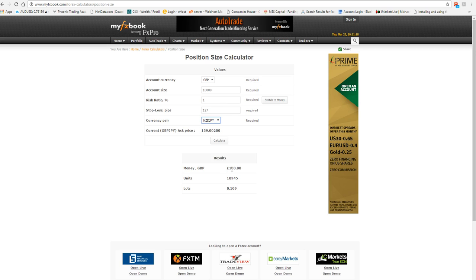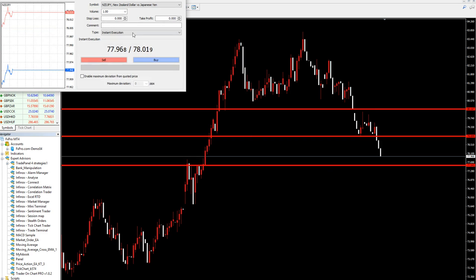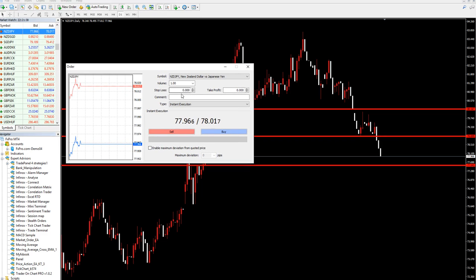So off the back of that, we know the money we're risking is £100 because that's 1% of our account. We know the units and we know the lot size. So this is important. When you're placing your trades, that will be the lot size you need to enter when you place your new order. So we have our new order here. The volume will be that to risk 1% of your account. Now, once we know the maximum we're going to lose is 1%, you can sleep at night.